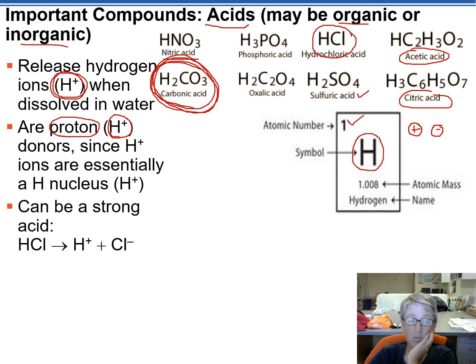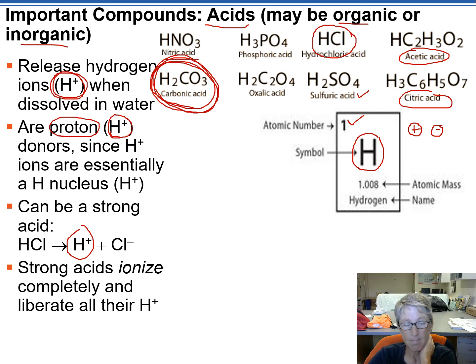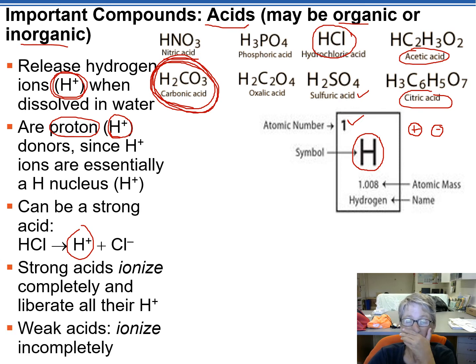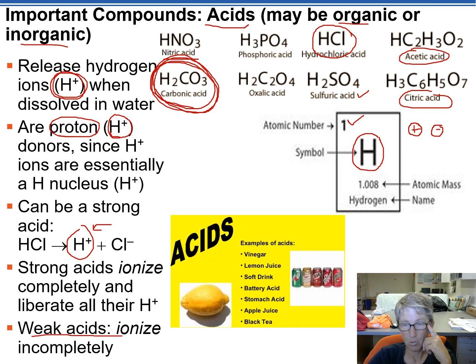If you're an acid, you can be strong, like hydrochloric acid. If you're a strong acid, that means you completely dissociate in water into free hydrogen ion and chloride ion. If you're a strong acid, you liberate all your free hydrogen ions. And then if you're a weak acid, you ionize incompletely. So if you are a weak acid, you only liberate some of your free hydrogen ions.